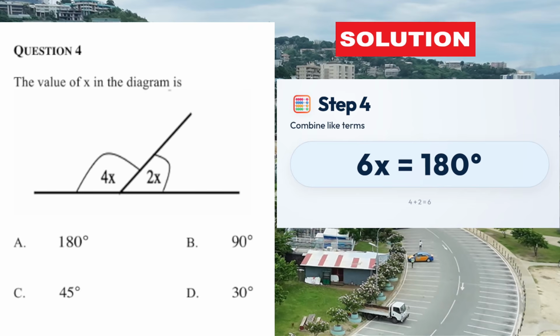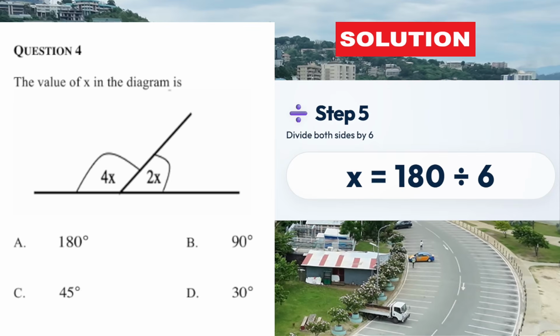Much simpler. Step 5. We have 6x equals 180, and we want to find x on its own. So we divide both sides by 6. On the left, 6x divided by 6 leaves just x. On the right, 180 divided by 6. Let's think, 6 times 30 is 180. So we get x equals 180 divided by 6.